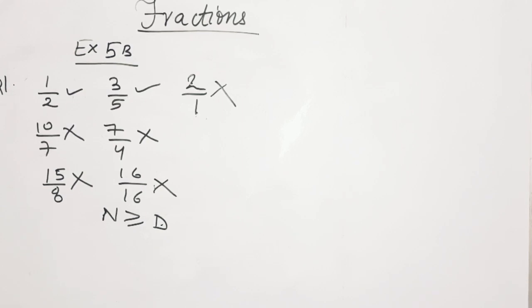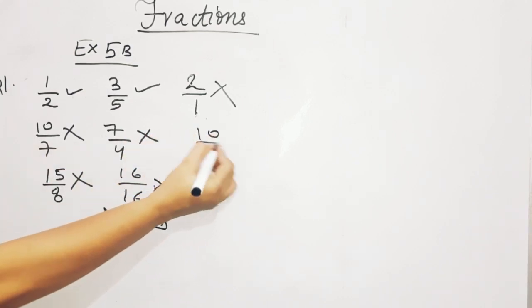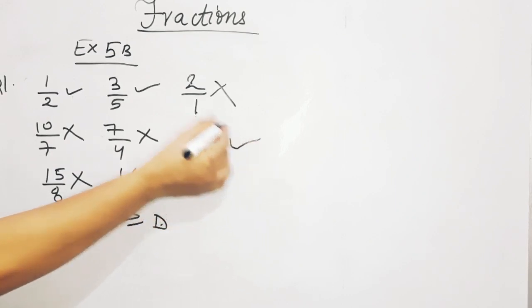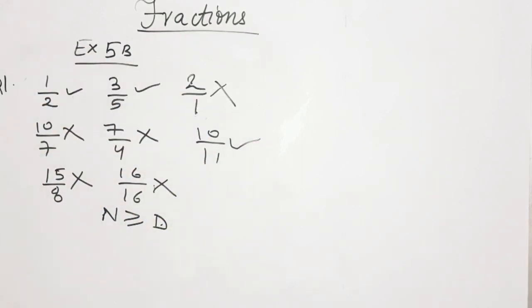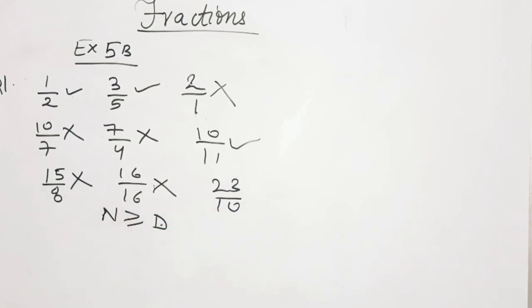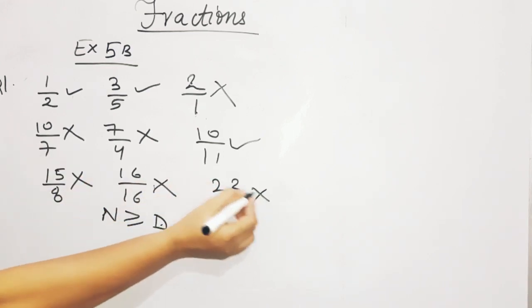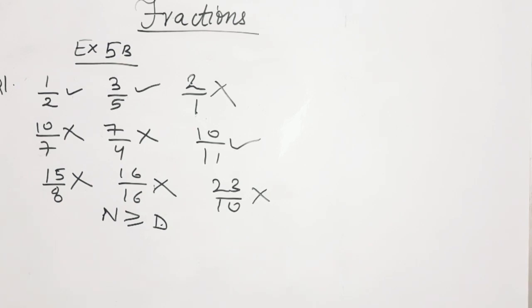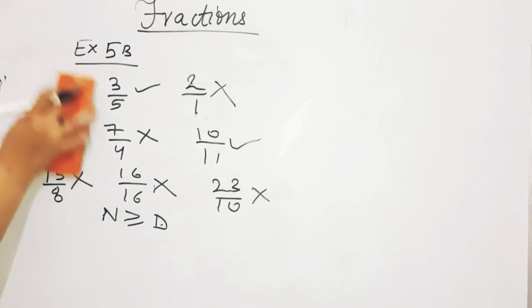Now coming to the next option, that is 10/11. 10/11, the numerator is smaller than the denominator. That's why 10/11 is a proper fraction. Now coming to the last option, 23/10. Tell me whether it is a proper or improper fraction. 23/10 is an improper fraction because the numerator is greater than the denominator. So I hope you must have understood question number 1, how I have selected the fractions, and you all know what are proper fractions, what are improper fractions, right?